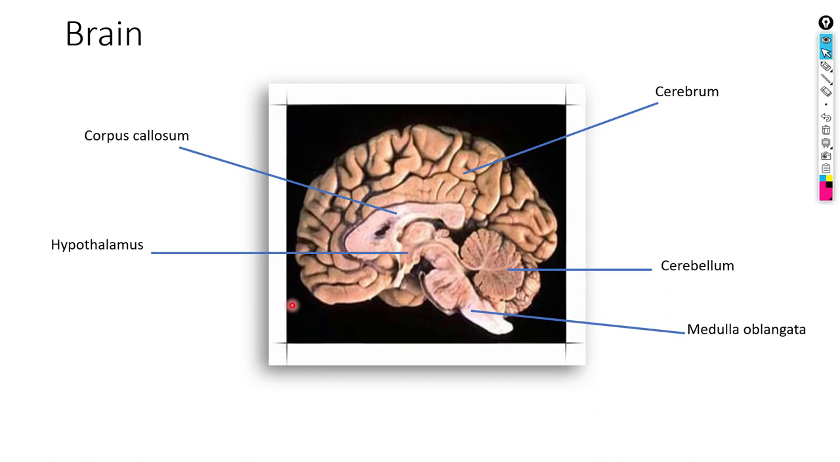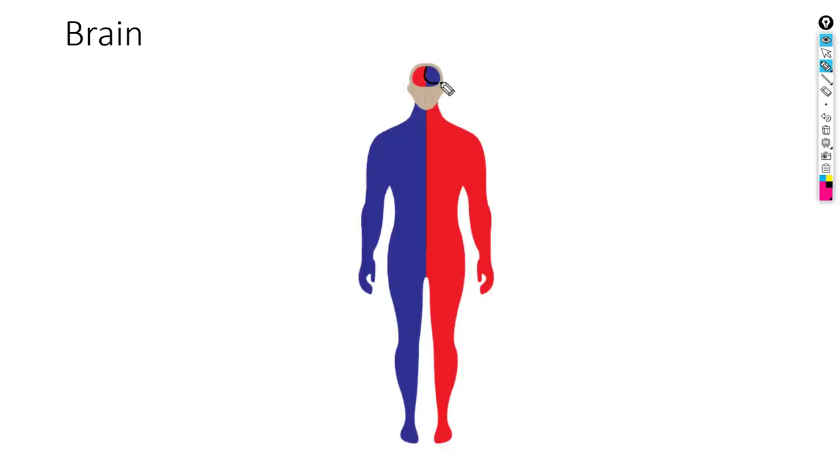The most exposed part here is the cerebrum, which is the largest part of the brain, with two hemispheres, the right hemisphere and the left hemisphere. These hemispheres control the opposite sides of the body. For instance, the right side of your body is controlled by the left hemisphere of the cerebrum, and vice versa.